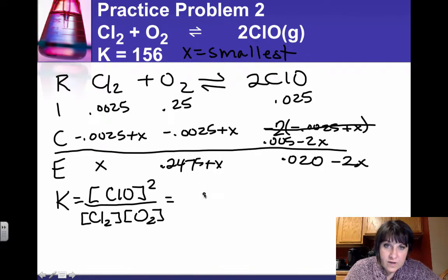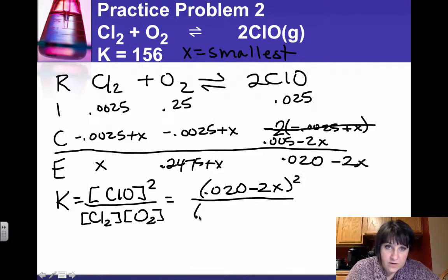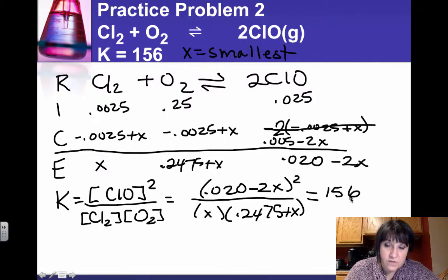Okay, so I have 0.020 minus 2x squared on the top, and that's being divided by x times 0.2475 plus x, which is equal to 156, which is the reciprocal of the equilibrium value we saw before, 6.4 times 10 to the minus 3, because it's the reverse reaction. Gotta flip things over, right?